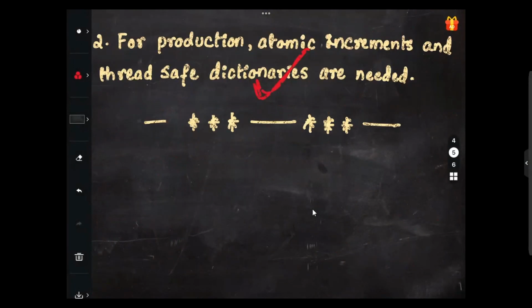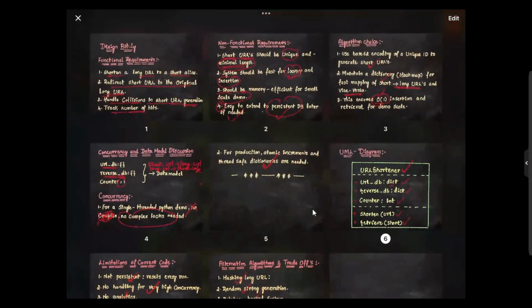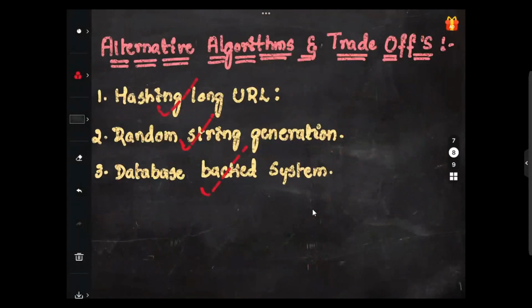Then we went with the UML diagram, right? Also we discussed the algorithm choice, whichever algorithm we chose. Finally, after the UML diagram part, we wrote the code. We discussed the output along with the code, and then we discussed the limitations, and finally we discussed the alternative algorithms and the trade-offs, nothing but the summary. Yep. So this is fine.